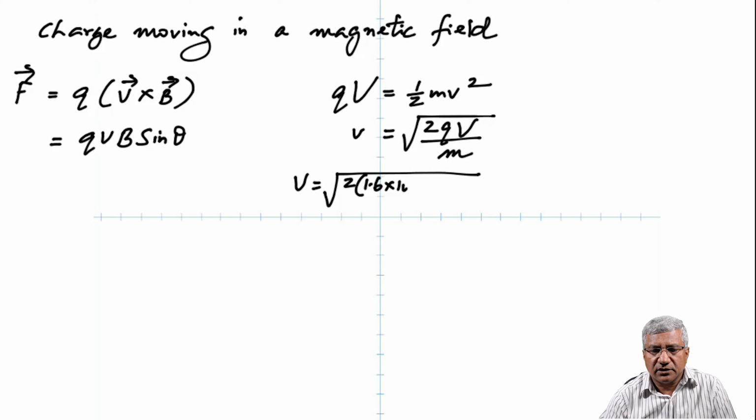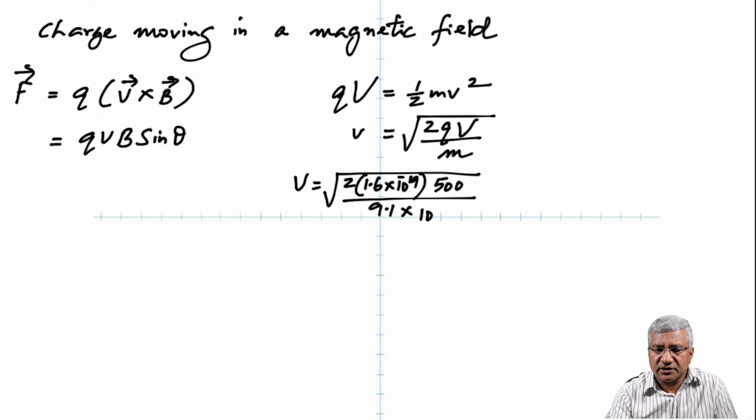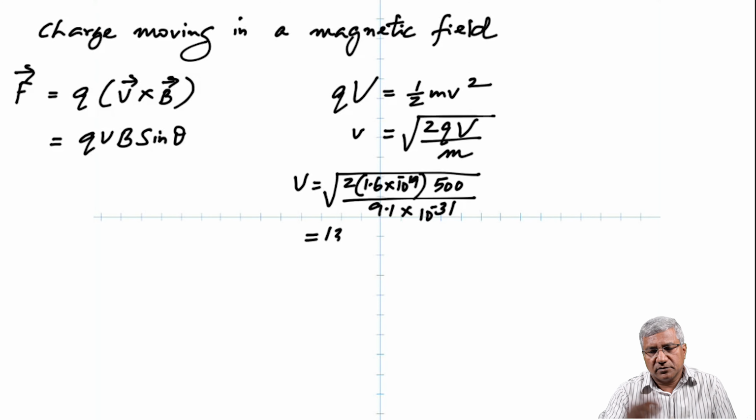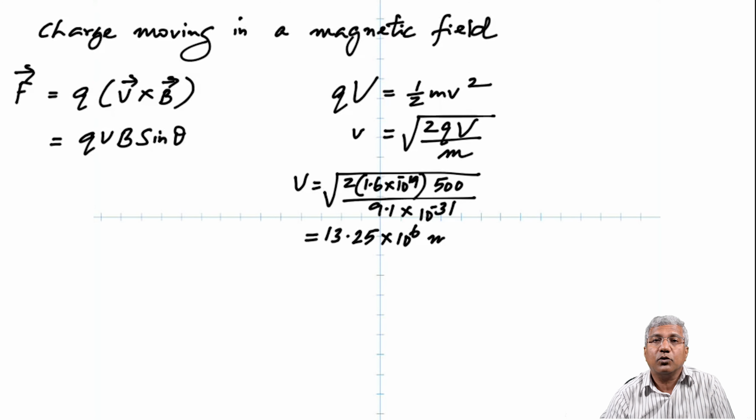Suppose it's a proton. Well, proton and electron have the same charge, only that one is positive, the other is negative. And let's assume that it's accelerated through 500 volt. You see the 500 volt. What is its velocity? Put in a calculator, you get it as 13.25 times 10 to the 6. Ooh, that is fast, yes. A tiny particle. Oh, wait a minute.